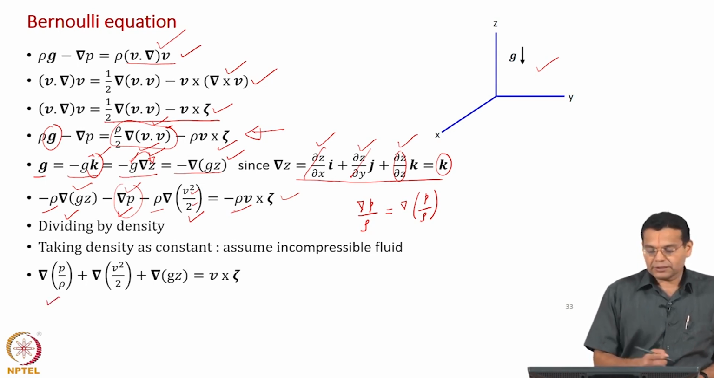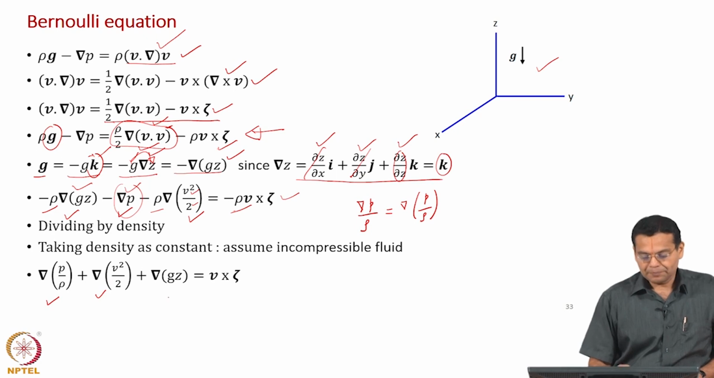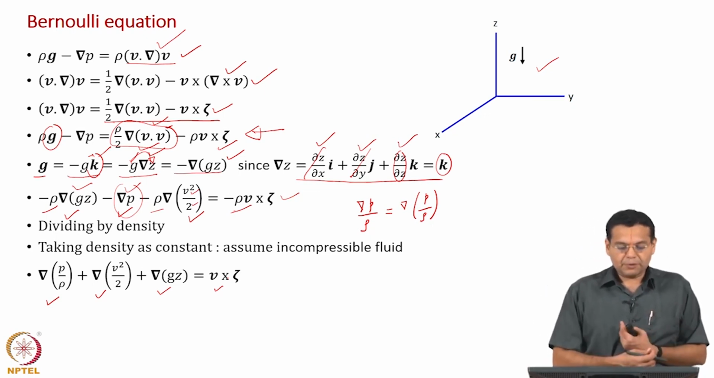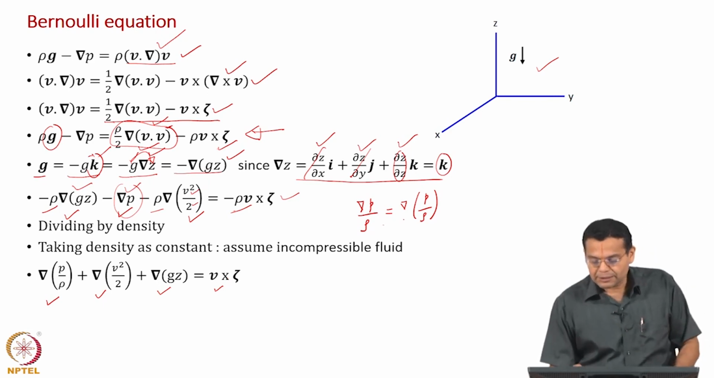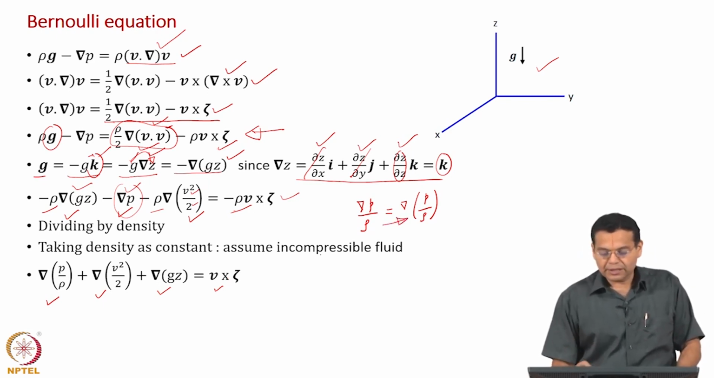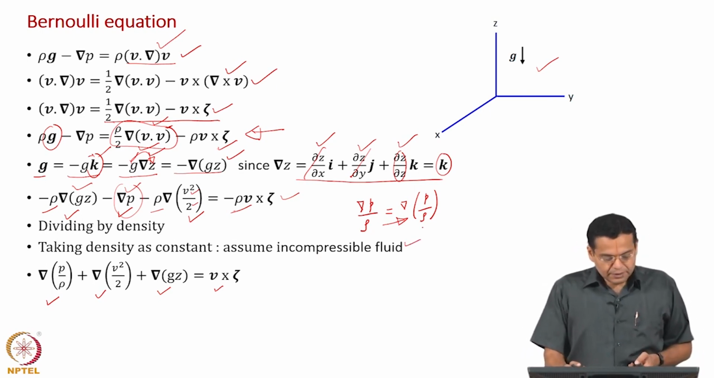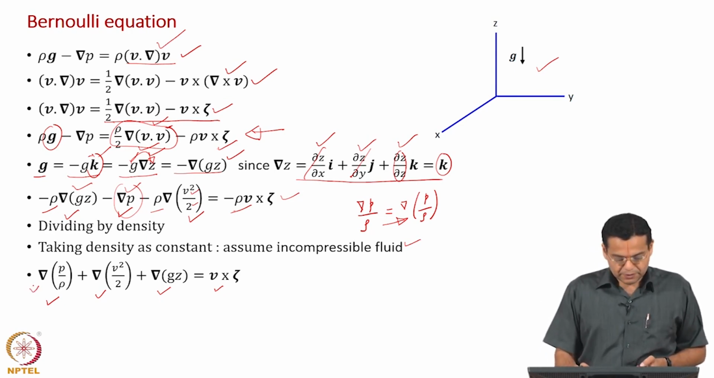And of course, the negative sign cancels on both the sides. So, we have gradient of p by rho, then we have gradient of v squared by 2, then we have gradient of g z, and on the right hand side we have v cross the vorticity vector. So, in the previous equation the minus sign cancels out, and we divide by rho and bring it inside, which can be done only if I assume incompressible fluid. And that is what has been done here, we have written gradient of p by rho. Okay. So, now let us proceed further.